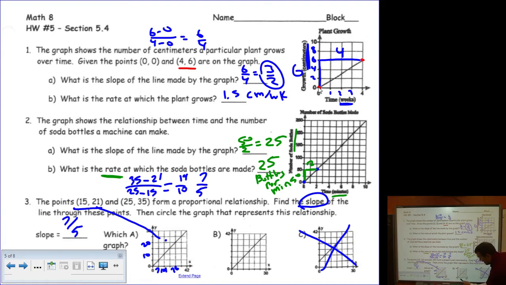Here it looks like the x's are going by 5s: 10, 20, and 30. And the y's are going by 7s: 7, 14, 21, 28, and so on. The point 15, 21 would be right there. So this one is the correct graph, with a slope of 7 over 5.